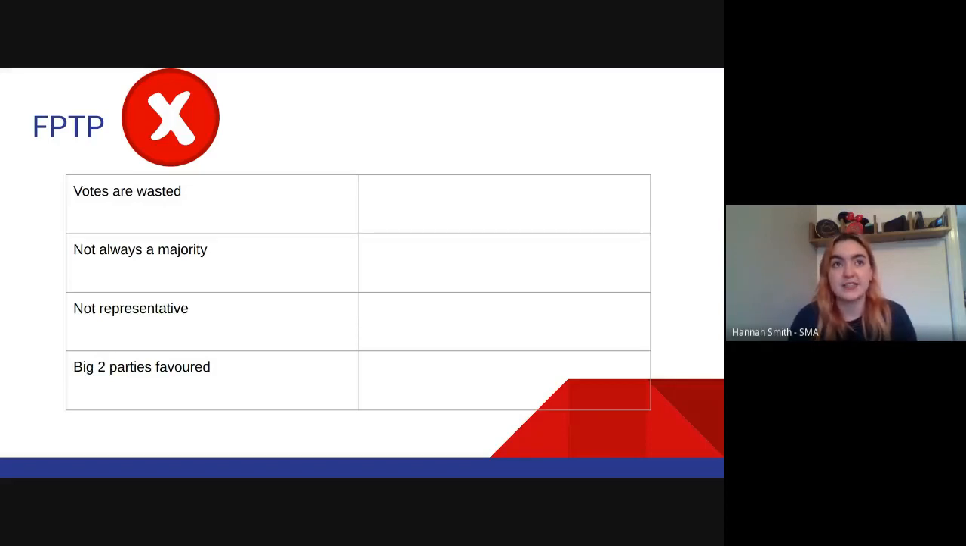We also know it's not as representative. You can get a small number of votes, yet end up with a majority of seats. For example, Boris Johnson has got over 50% of the seats currently in Westminster, but he got under 45% of the national vote. That's not equal. And the last one that's not good about it is we also know the biggest two parties are always favoured. Labour and Conservative statistically are always going to do better in the election.